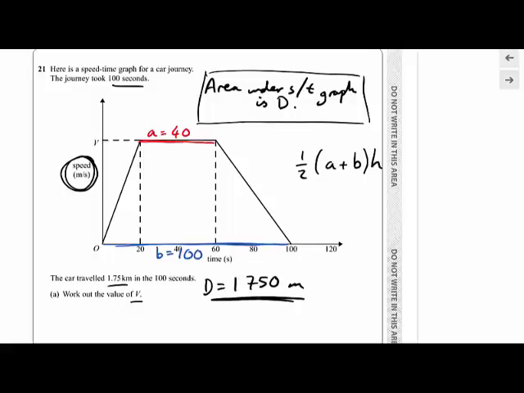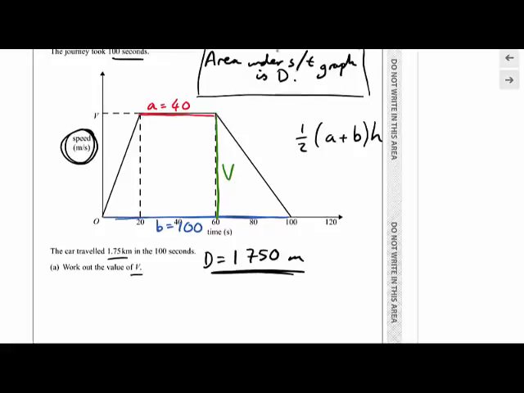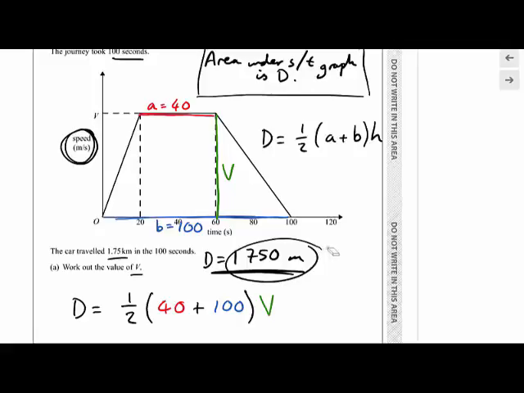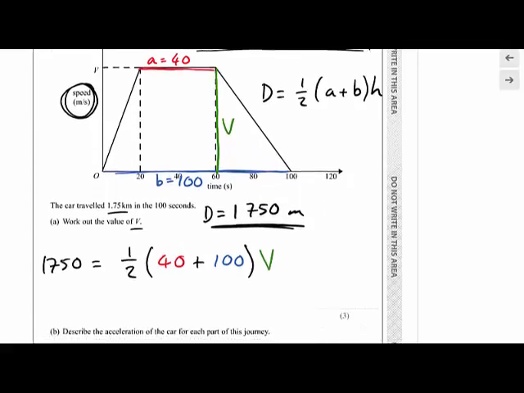And what's the height? Well, the height is that bit there, which is v. That's what I'm trying to calculate. So now I've got everything that I need, and I can set up my equation. The area in this case is just the distance. So the distance should be equal to half (40 + 100) times my height, which is just v. And I know that my distance is 1,750, so I can replace d with 1,750. Then it's just a case of solving that equation, and that will give me the value of v.